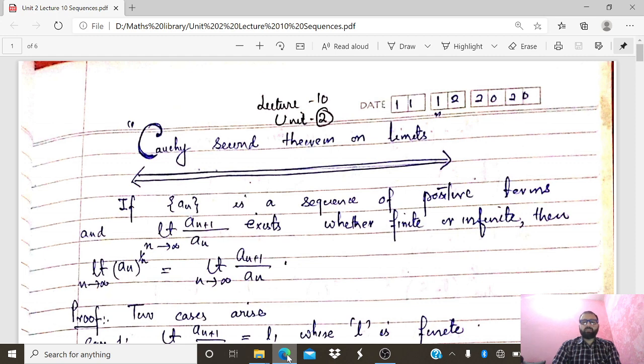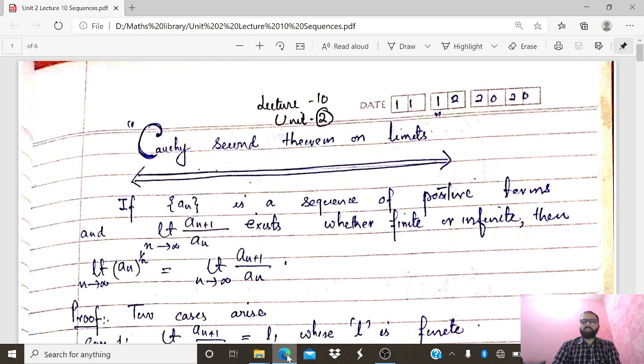In Cauchy's second theorem on limits, if we have a sequence of positive terms and we suppose that the limit of a_{n+1} upon a_n exists, whether it is finite or infinite, then the limit of the nth root of a_n as n goes to infinity is the same as the limit of a_{n+1} upon a_n. So Cauchy's second theorem says that if one limit, that is a_{n+1} upon a_n, exists, then we get one limit free of cost.